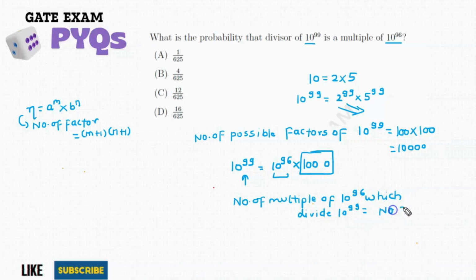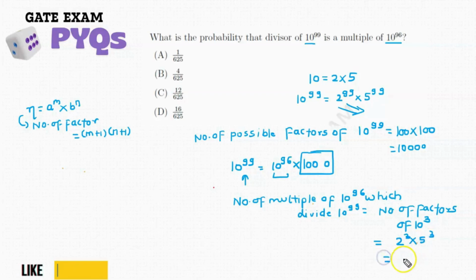So this is nothing but the number of factors of 10 raised to 3, which is 1000. And we know that this is 2 raised to 3 times 5 raised to 3, and again using the same formula, the number of factors is going to be 3 plus 1 times 3 plus 1, which gives us 16. So this is our favorable outcome and this is the total outcome.